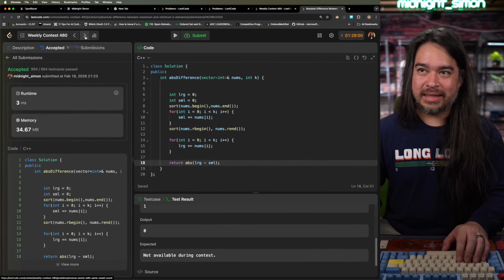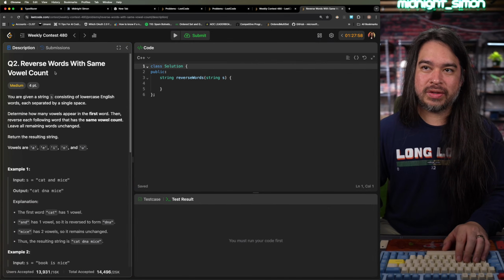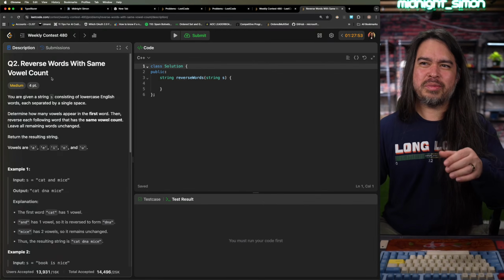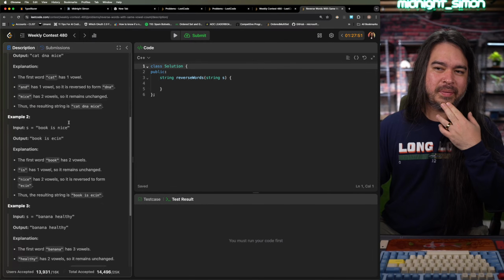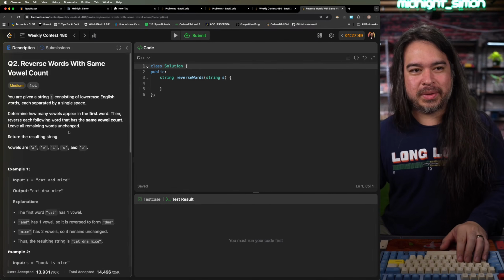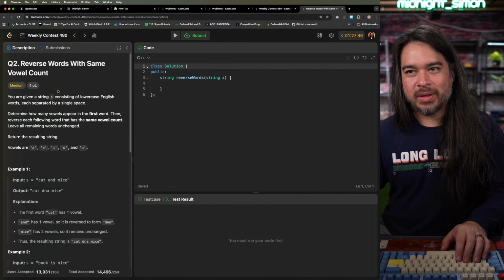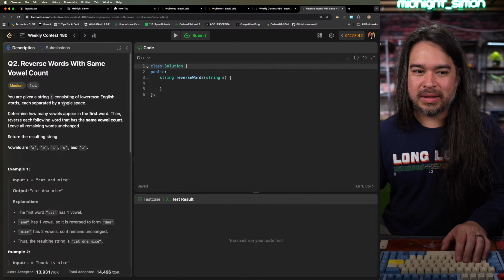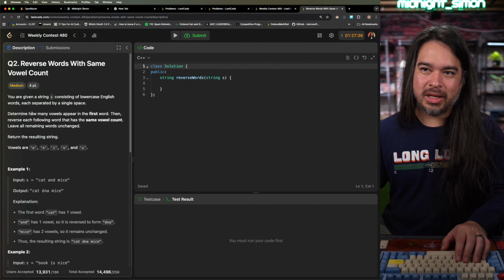Q1, easy. Q2, reverse words with same vowel count. Hey, have I done this contest before? I don't think so, but we'll continue. You're given a string S consisting of lowercase English words, each separated by a single space. Determine how many vowels appear in the first word, then reverse each following word that has the same vowel count. Leave all remaining words unchanged.